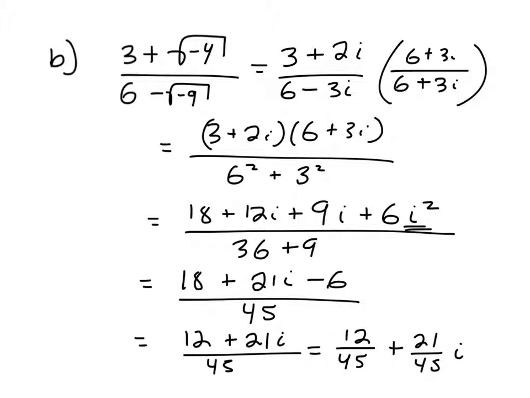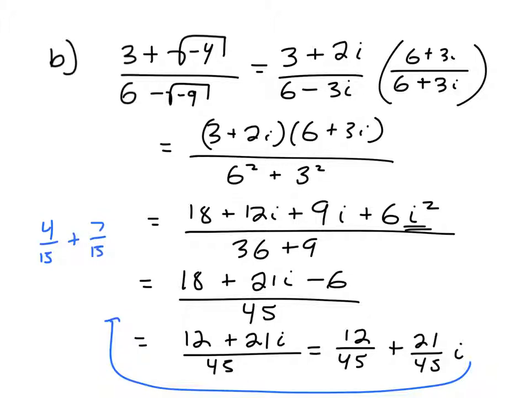And lastly, I just need to simplify. So I've kind of run out of room over there, so I'm going to do it over here. 12 divided by 45 is the same as 4 divided by 15, because they both go into 3. And then plus, 21 divided by 45 is 7 divided by 15, because they both go into 3. And then there you go. That's your answer.